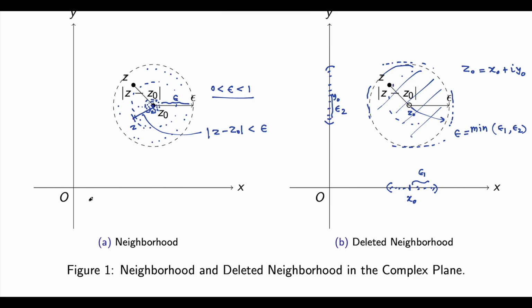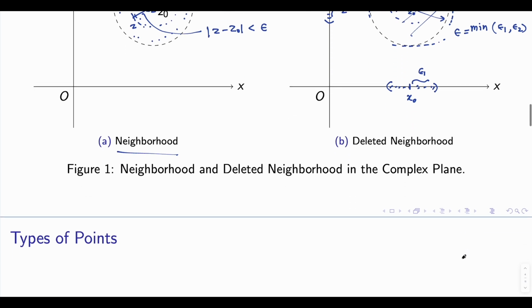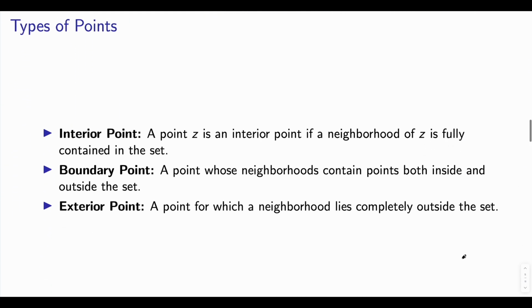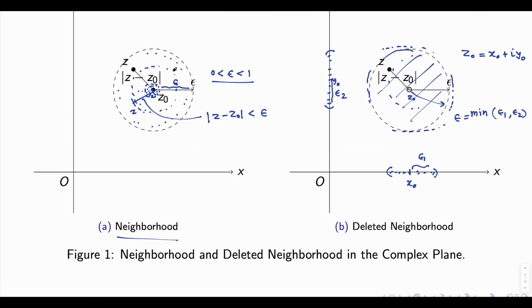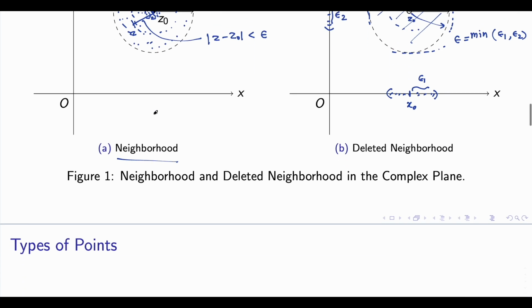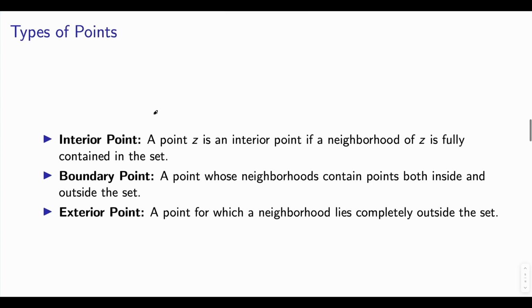So these are the deleted neighborhood and the neighborhood of a point z naught in the complex plane. Okay, now the types of points. The points in the neighborhood, what are their characteristics? We are going to talk about these points.